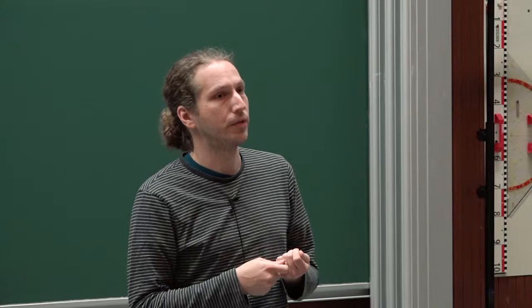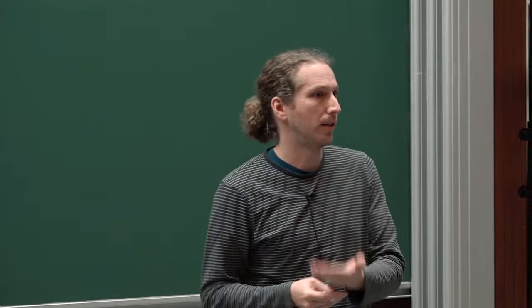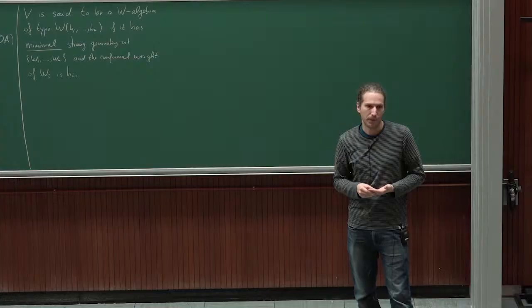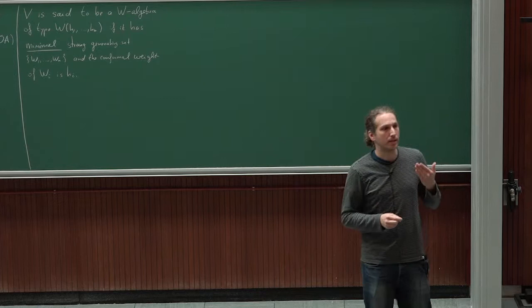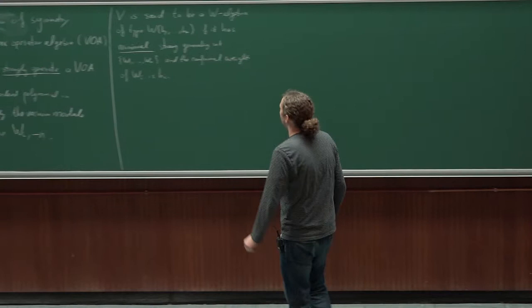strong generators. So for example, if we go back to last lecture, the Wess-Zumino-Witten theories, they are based on a finite dimensional Lie algebra, and the strong generators are the currents corresponding to a basis of this Lie algebra. So in this case, we would say this is a W-algebra of type 1, 1, 1, 1, 1, as many ones as the dimension of the Lie algebra. And these ones, they just say that the strong generators all have conformal weight 1.